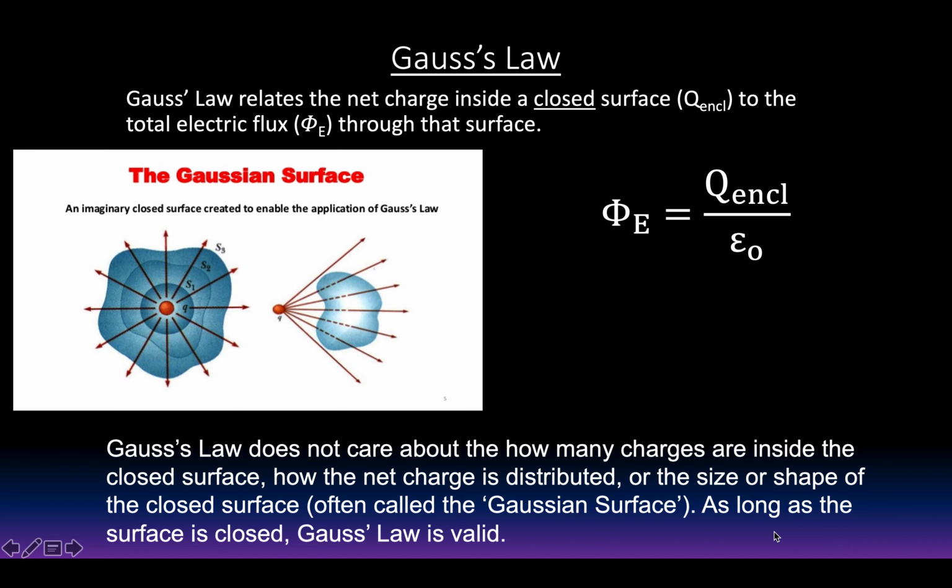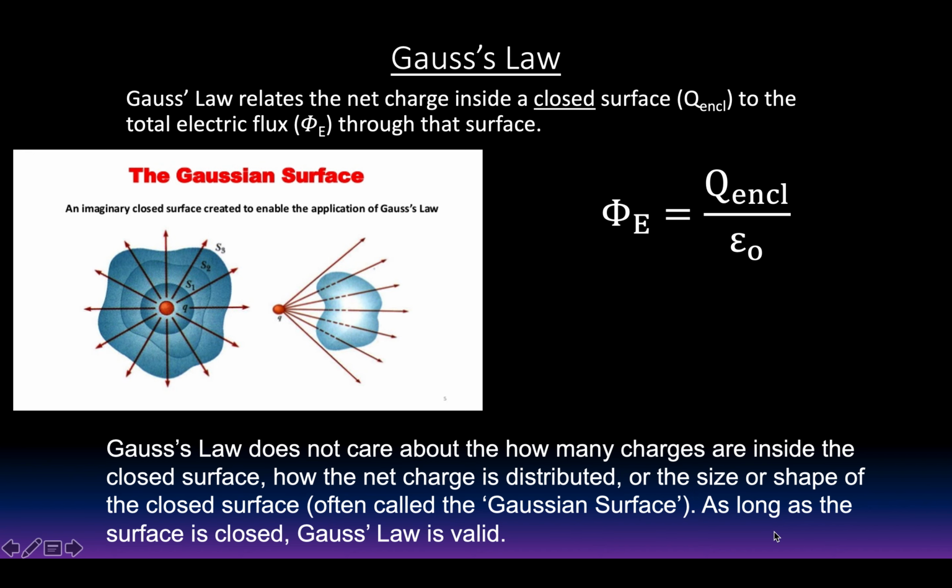So if I have a total charge of +4 within the surface, I might have a single +4 charge, I might have 4 +1 charges, I might have 8 +1 charges and 4 -1 charges. In all of those scenarios, I have the same net charge inside my surface, so I will be guaranteed to have the same total electric flux through the entire surface. Also, it does not matter if those charges are near the center of my surface or out towards the edges, I will still have the same total electric flux over the entire surface.